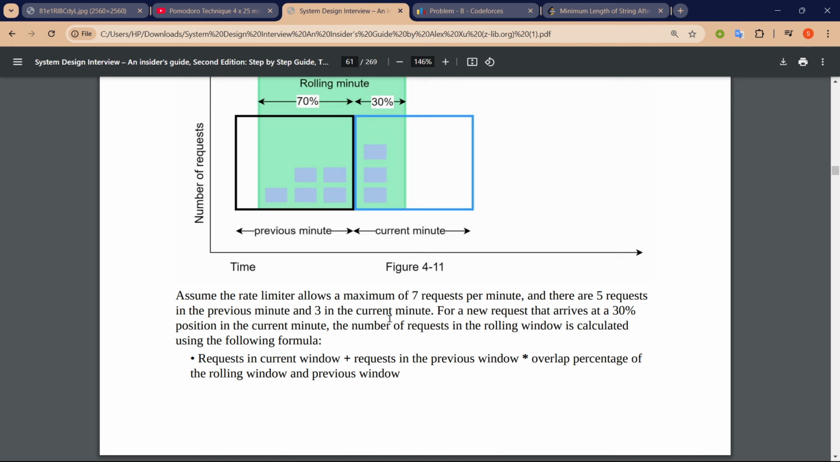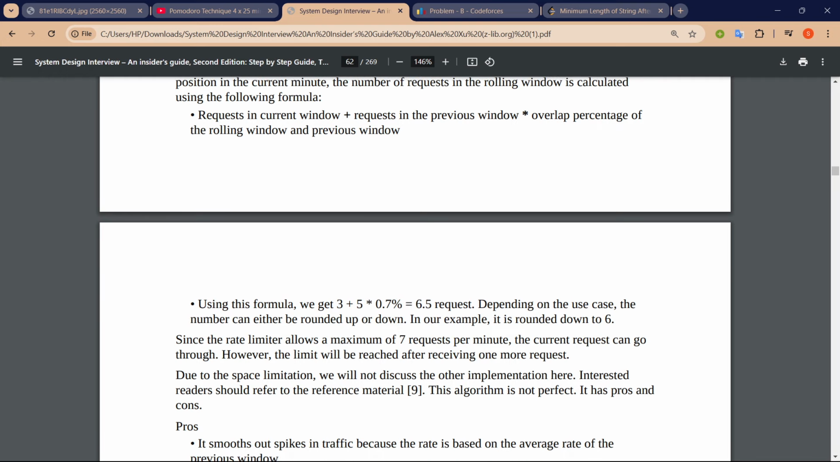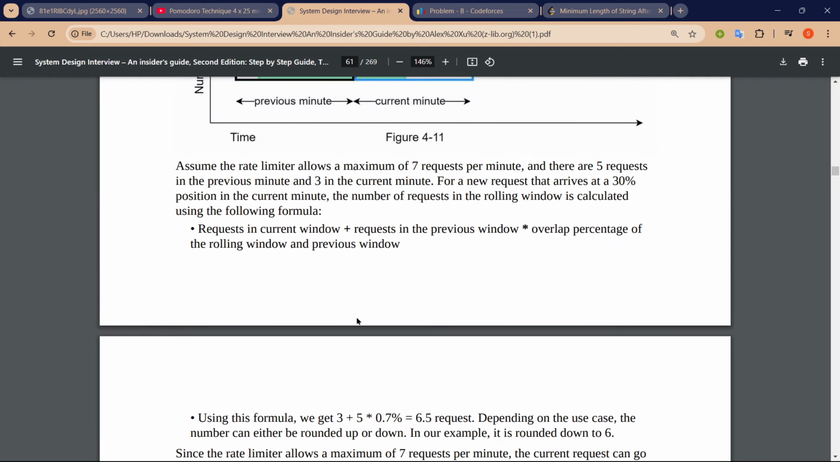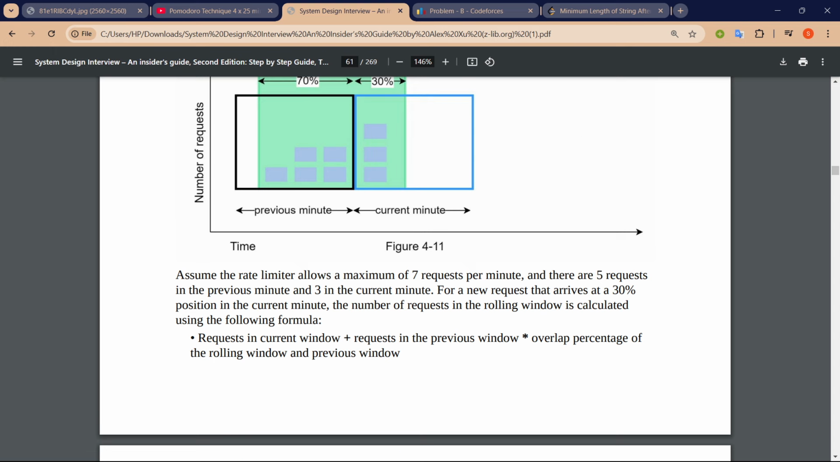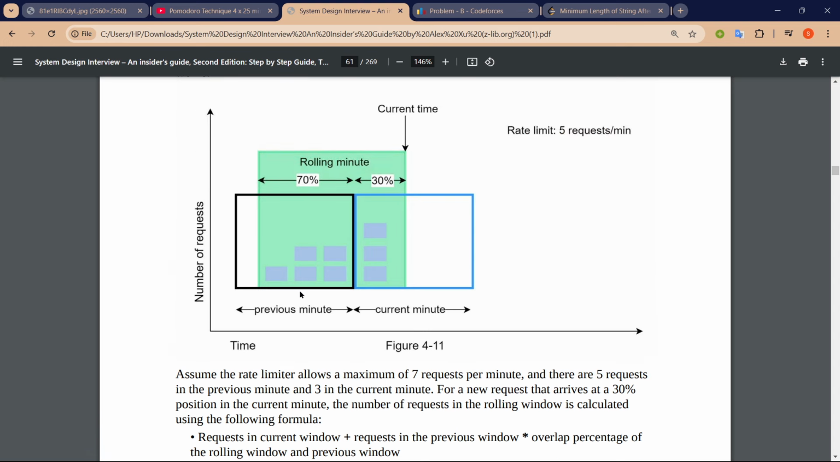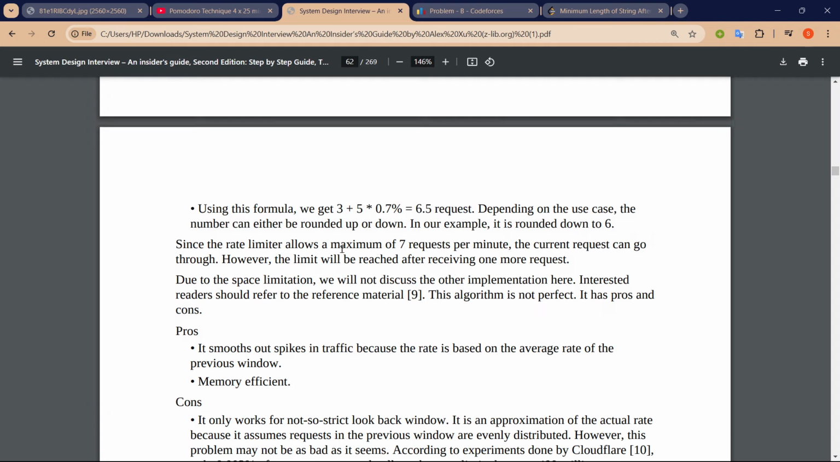The number of requests in the rolling window is calculated using the following formula: requests in the current window plus requests in the previous window times the overlap percentage of the rolling window and previous window. So we'll have 3 plus 5 times 0.7. Okay, cool. So this is our whole window, and this is consuming 70% of the total window.